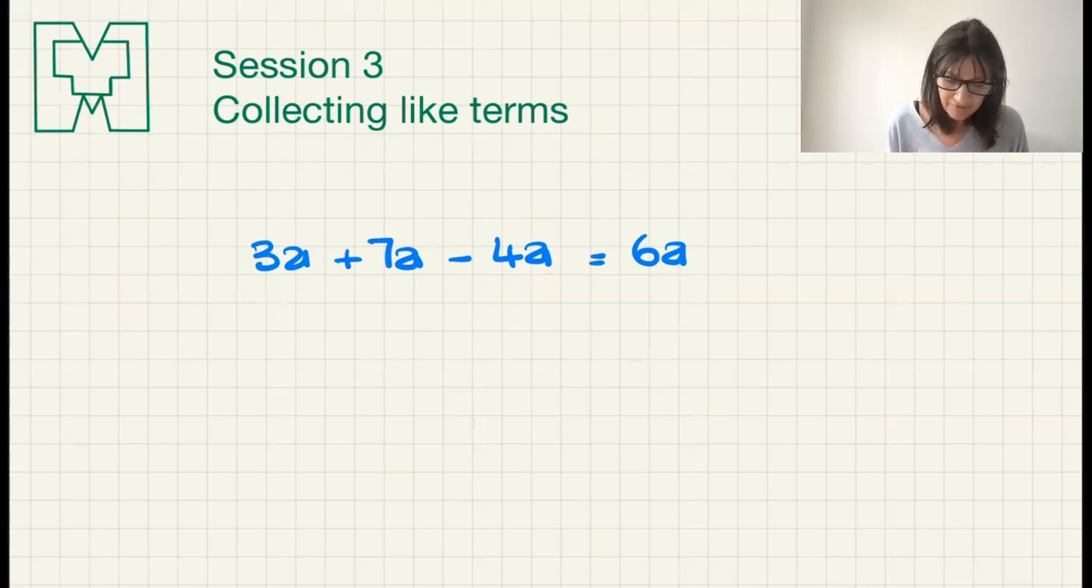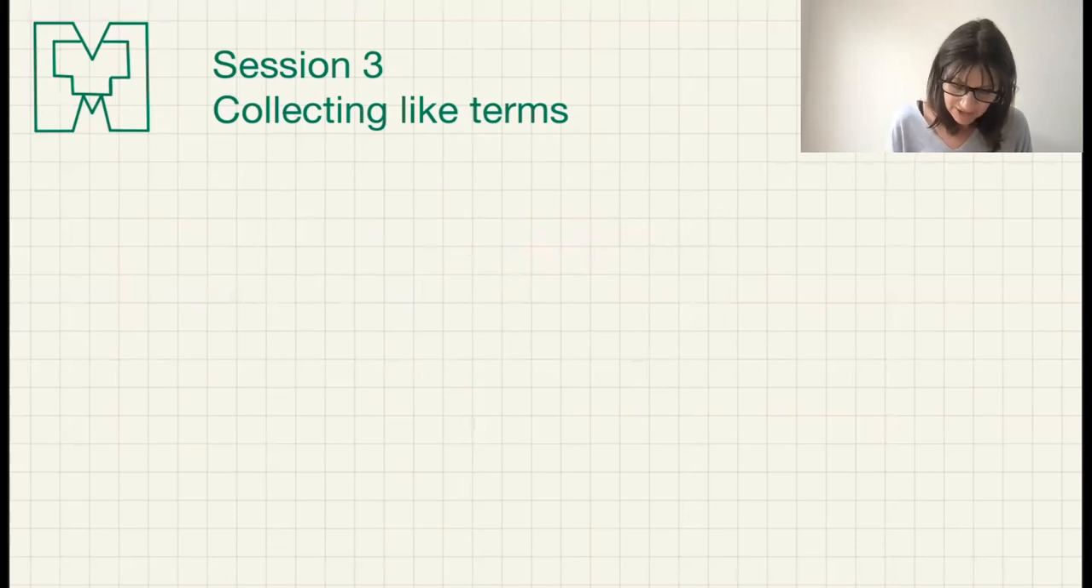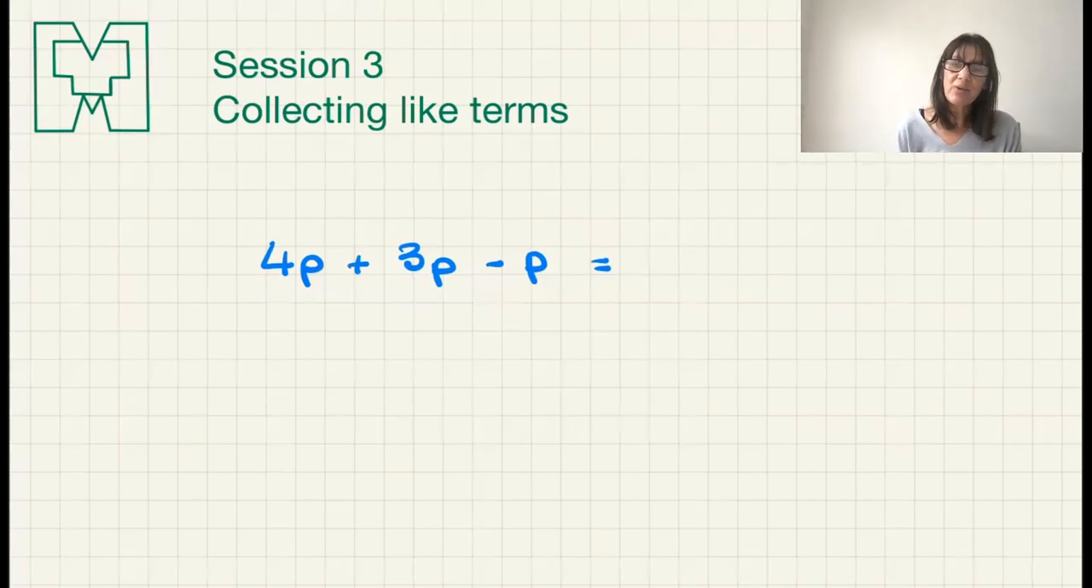Okay, have a go at a question for me. So we'll change the letter so we don't get 4p plus 3p minus p. So just have a go at that question. Pause and press play when you're ready.